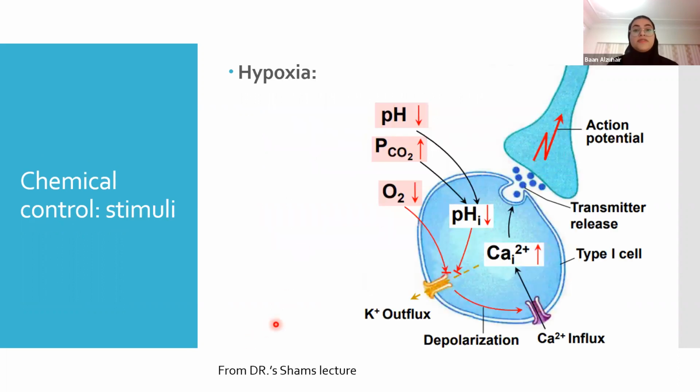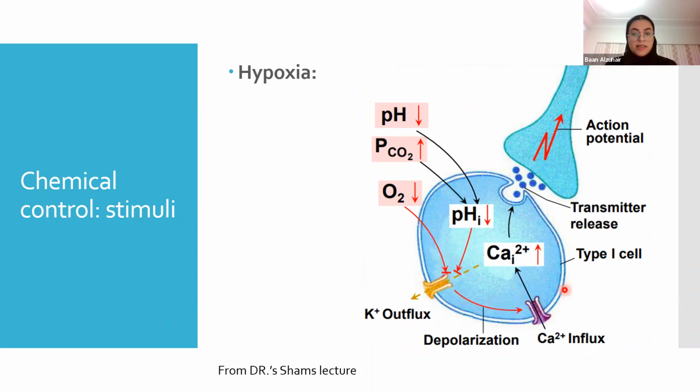We have 4 types of stimuli that stimulate the chemoreceptors we just talked about. Okay, the first stimulus is hypoxia. This is a picture that I got from Dr. Shams's lecture, and he talks about one hypothesis of how hypoxia stimulates hyperventilation. This cell is called a glomus cell, or a type 1 cell, and it's the primary oxygen sensing cell that's found in the chemoreceptors.